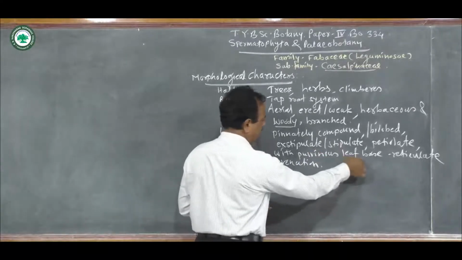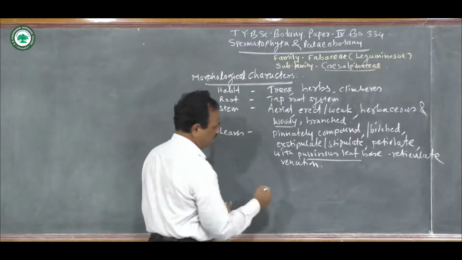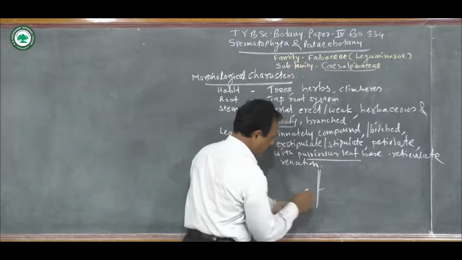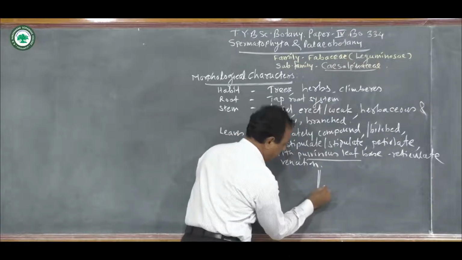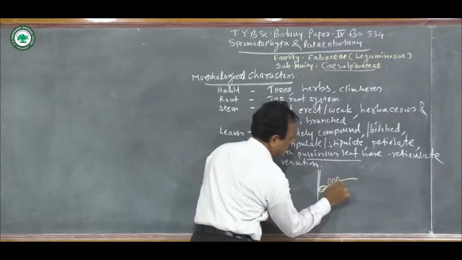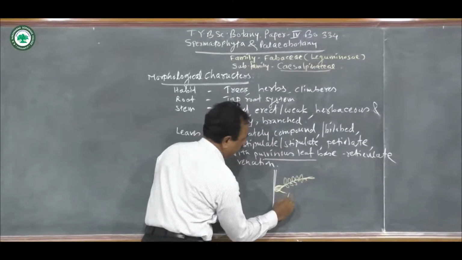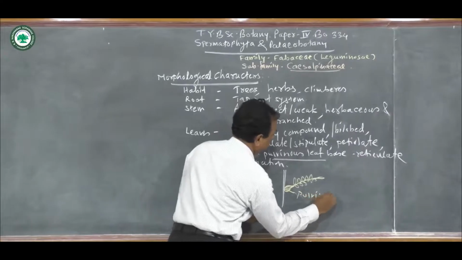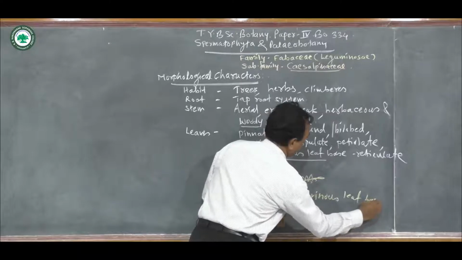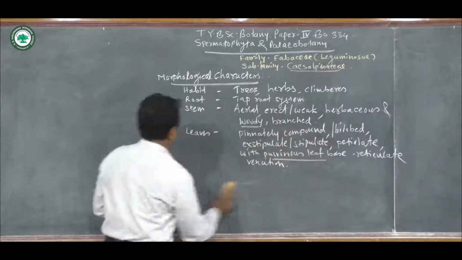Here, in many plants of this family, if you see the structure of the leaf, suppose this is the leaf. This leaf shows the presence of a pulvinous leaf base. The base of the leaf is swollen at the base, and this type of base is called the pulvinous leaf base. In many plants of this family, such a pulvinous leaf base is present.